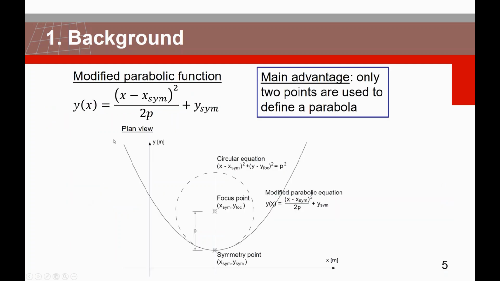And as you can imagine, a double curved arch dam can be described through many different formulations, like circular or parabolic equations. For this process, we're going to use the modified parabolic function, and the main advantage is that by only defining 2 points, we can define the parabola. And these 2 points we can see, for example, in a plan view of the parabola. This is the symmetry point, which is the point of the symmetry, and the focus point, which is the center point. And by knowing these 2 points, we can draw this parabola.